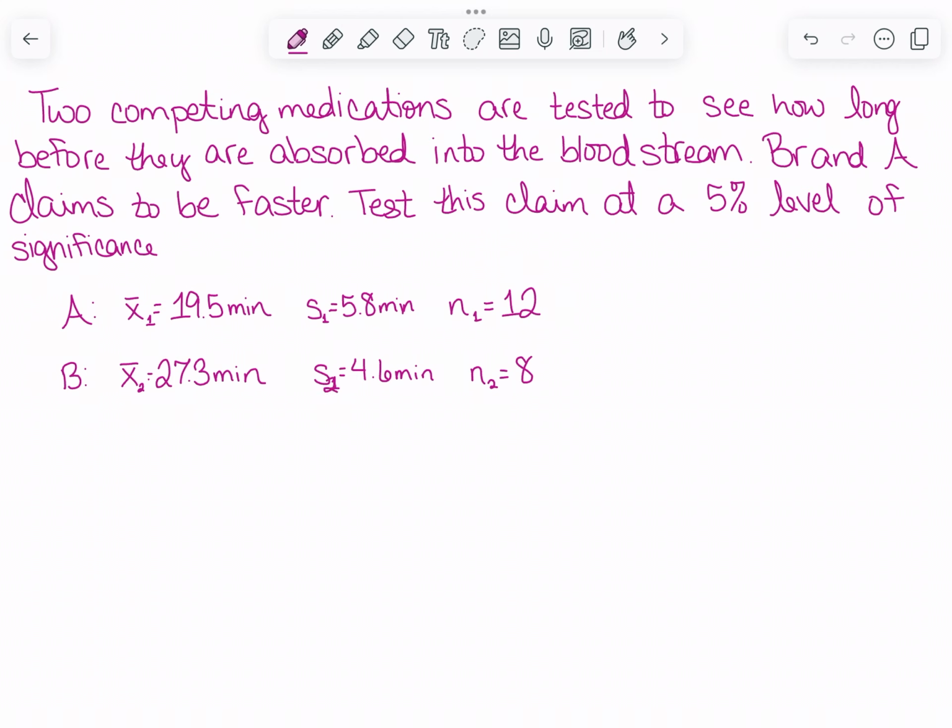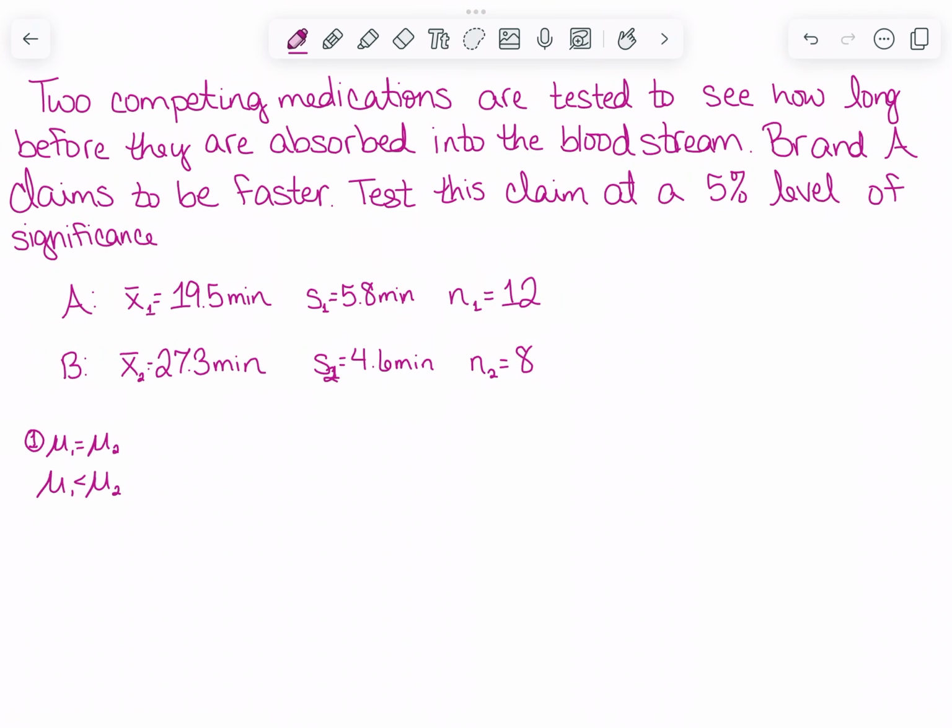The first step is our hypothesis. Since we are comparing two groups, the null hypothesis is always mu1 equal to mu2. And in this case, group A, medication A, is claiming to be faster, which means they should expect a shorter time. So our alternative hypothesis will be mu1 is less than mu2.